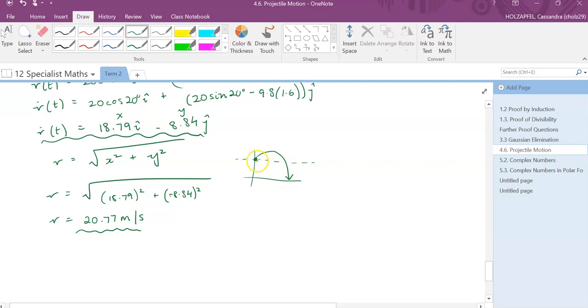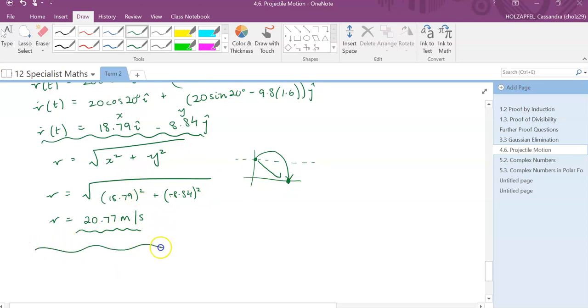So my position vector is going to be 18.79i minus 8.84j. So that's coming down and finishing off in this direction here. So the length of this particular line here is equivalent to the velocity, and so I've just found that using that Pythagoras' theorem rearranged formula, and that value was equal to 20.77 meters per second.